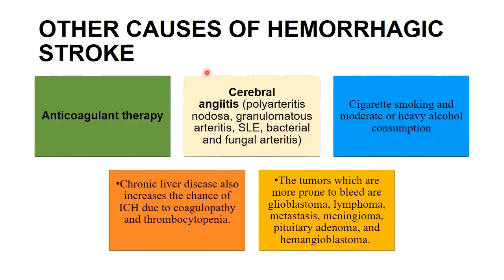Now coming to the other causes of hemorrhagic stroke, now this includes the anticoagulant therapies, cerebral angiitis, that is the polyarteritis nodosa, granulomatous arteritis, SLE, bacterial and fungal arteritis, cigarette smoking, alcohol abuse, chronic liver diseases typically due to the coagulopathy and thrombocytopenias that develop. The tumors that are prone to bleed can also cause hemorrhagic stroke, like the glioblastomas, lymphomas, metastatic tumors, meningiomas. Yes, meningiomas, even a benign tumor can cause hemorrhagic stroke. Yeah. Pituitary adenomas and hemangioblastomas.